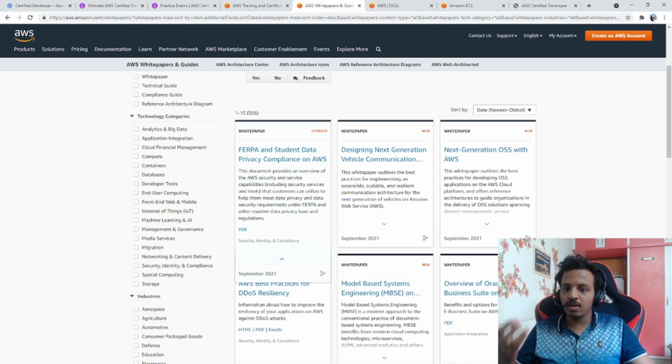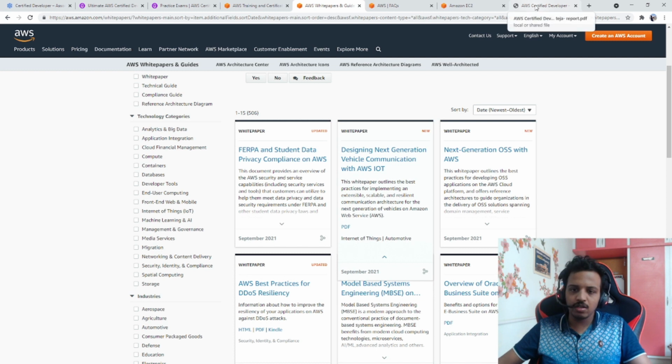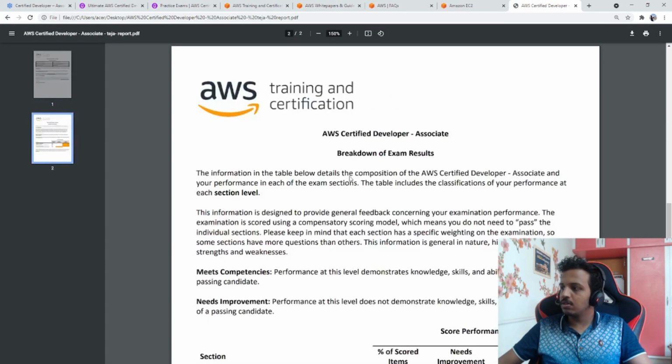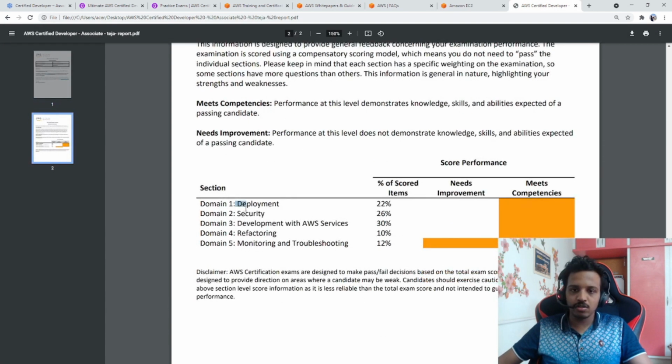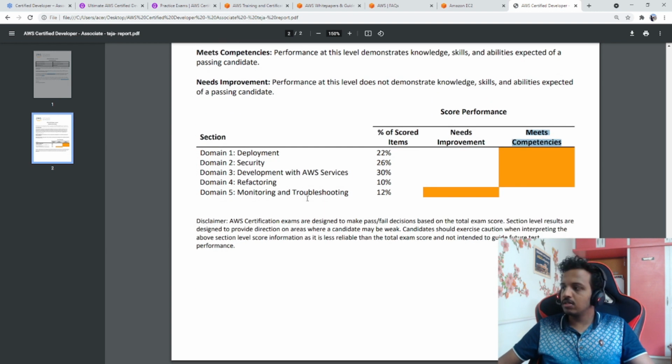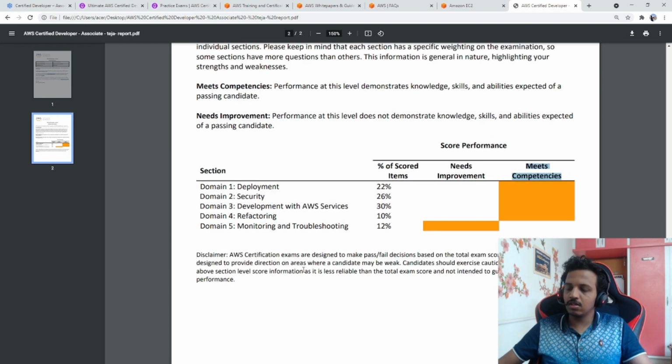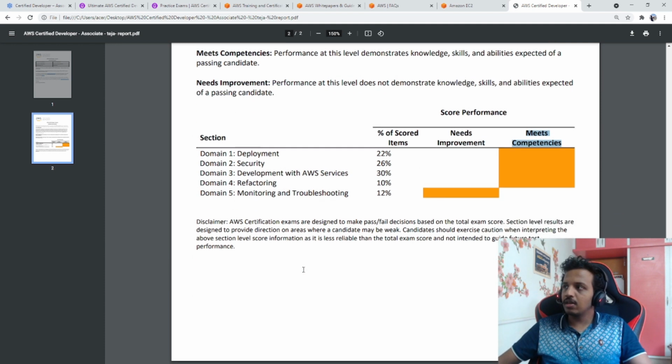But for me, what I get is a report about which topic I was good in and which topic I need to improve. If I scroll down, you can see these are the 5 modules of the examination, and in that, this needs improvement and this means competent, I meet their competencies. So these are the 5 modules, and this is the only breakdown report that I get.